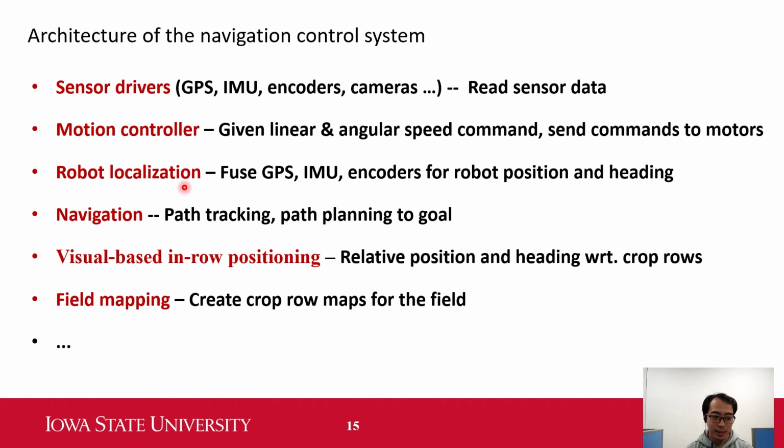And robot localization: the robot needs to know where it is before navigation. And then navigation, including path tracking or planning paths to a goal. Then vision-based positioning, we can do some visual guidance, and we can also map the field, like where are the crop plants in the map.